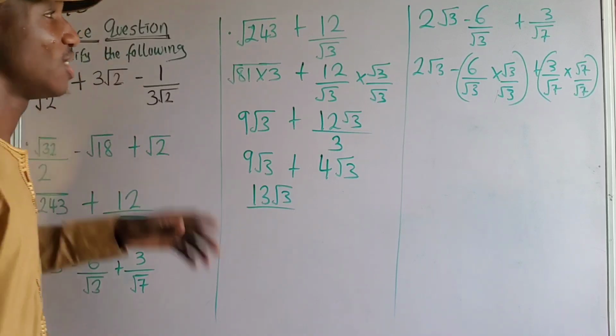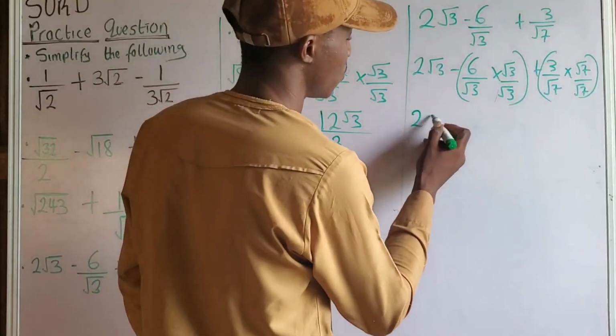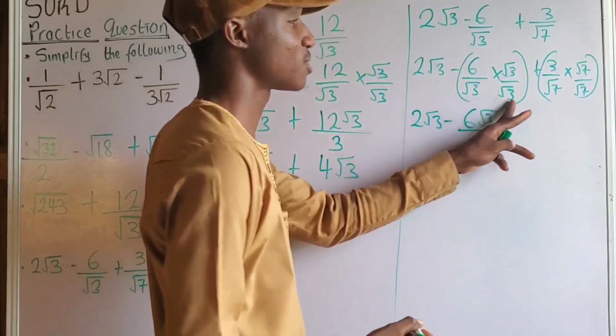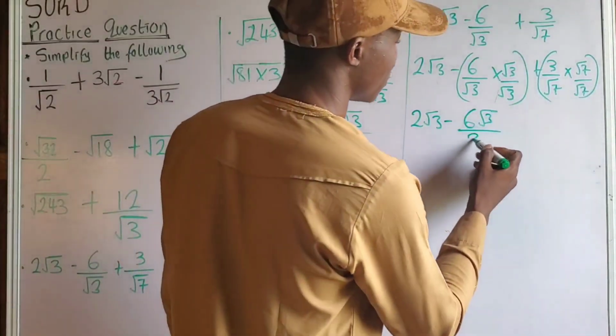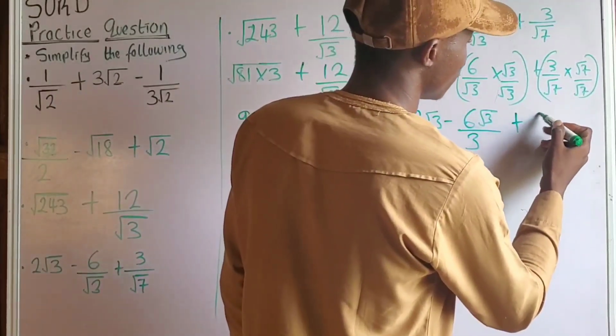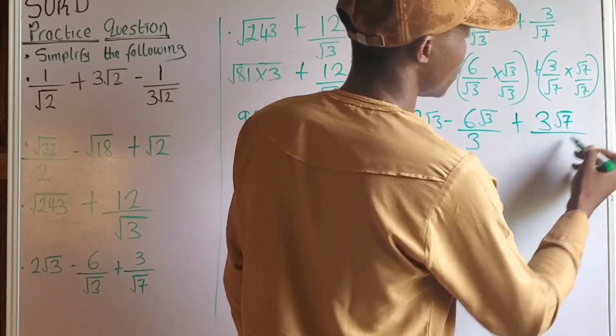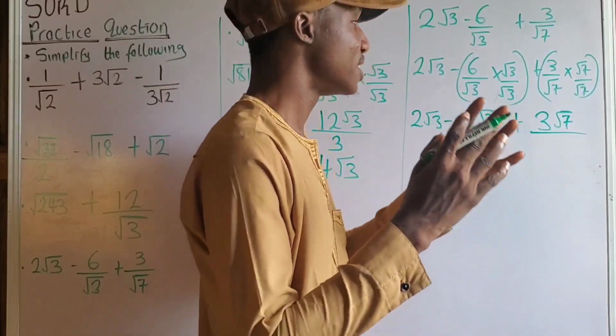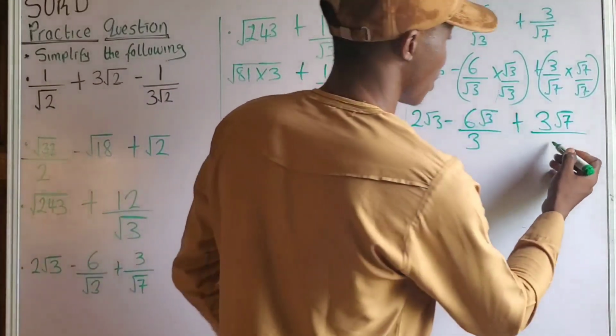Okay, for this I'm going to have 2 root 3 minus 6 root 3 all over root 3 times root 3, which is what? Root 9. So I'm going to have 3 here because the square root of 9 will give us 3. So I'm going to have plus 3 root 7, because 3 times root 7 will give us what? 3 root 7. Root 7 times root 7 is what? Root 49. The square root of 49 will give us 7. So I'm going to have this over 7.